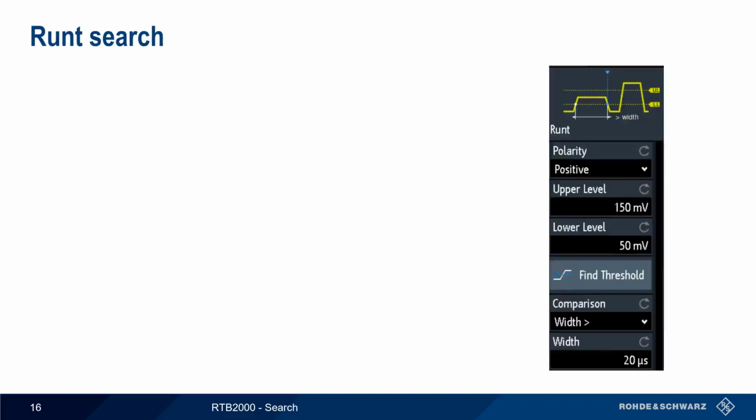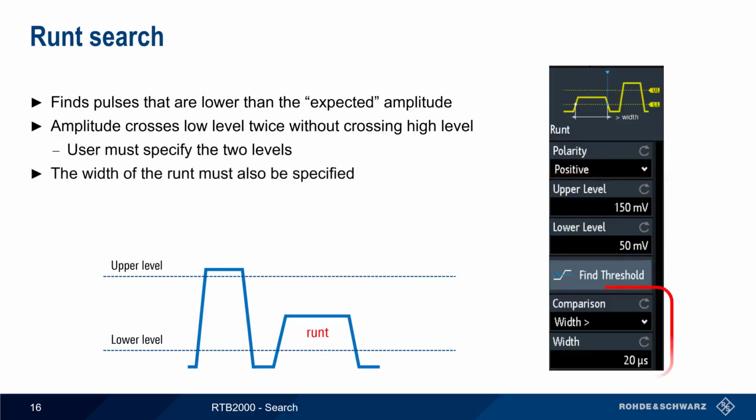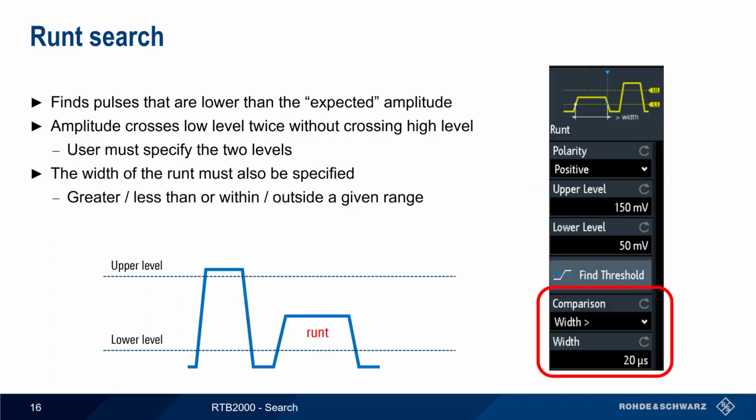The last type of search we'll look at is the Runt search, which finds pulses that are lower than the expected amplitude. A Runt is defined as a pulse that crosses a low amplitude level twice without crossing a high amplitude level. Both of these levels must be specified by the user. The required width of the Runt must also be specified, and this is done in the same way we've seen for other types of searches.